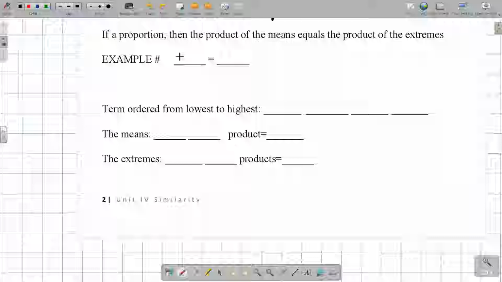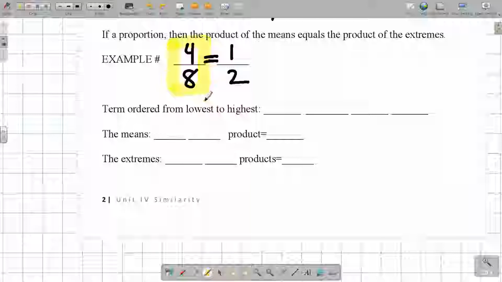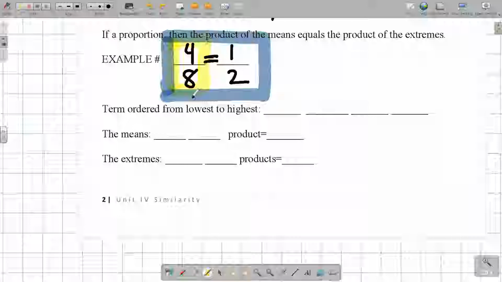For example, if I had the proportion 4/8, the ratio, I could reduce that to 1/2. So 4/8 equals 1/2. This yellow is a ratio. This blue is a proportion. And there's a property with proportions. Let's order these numbers from least to greatest. So the least is 1, then 2, then 4, then 8.